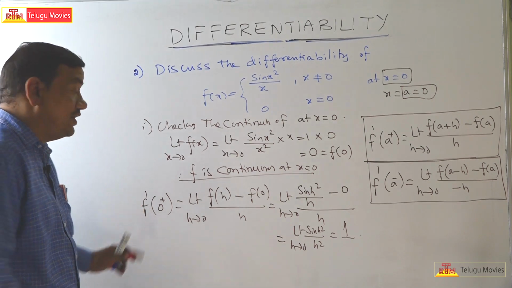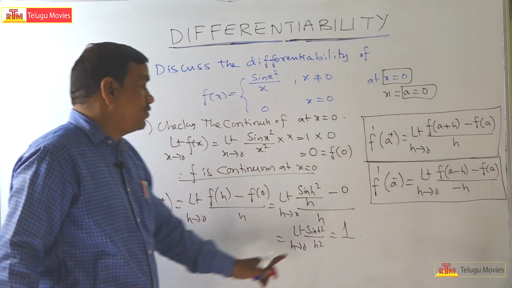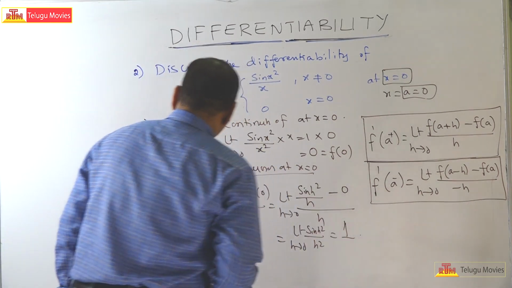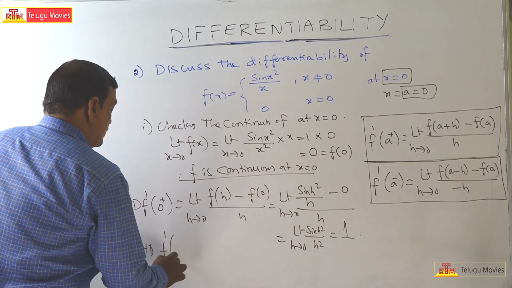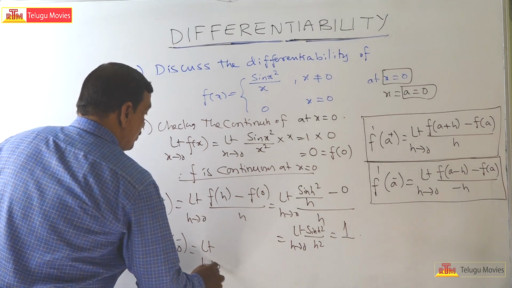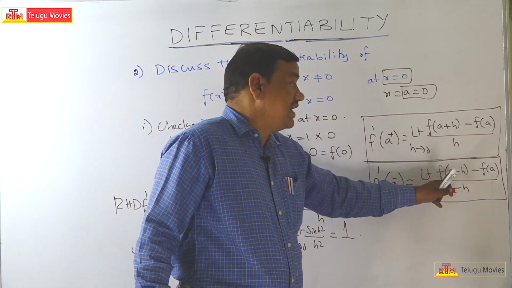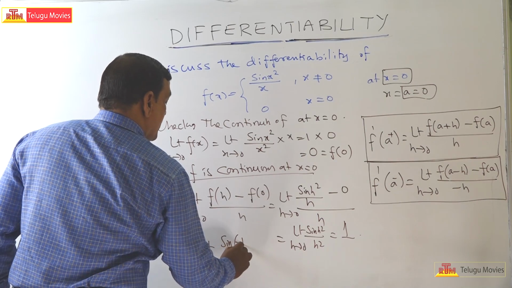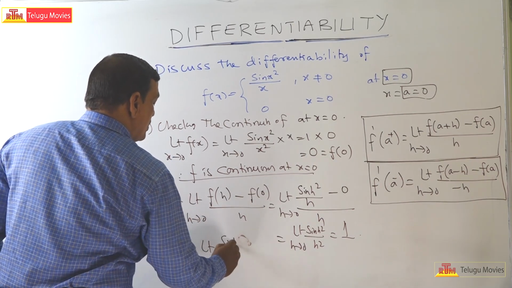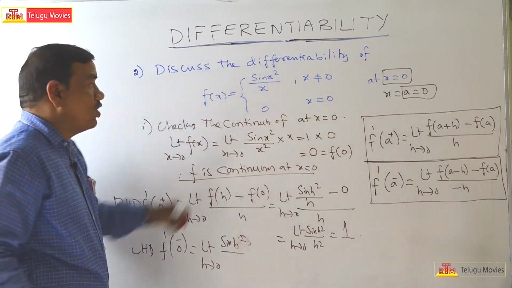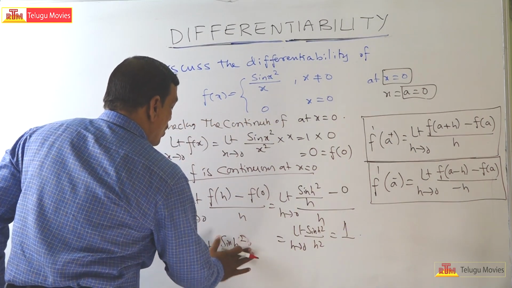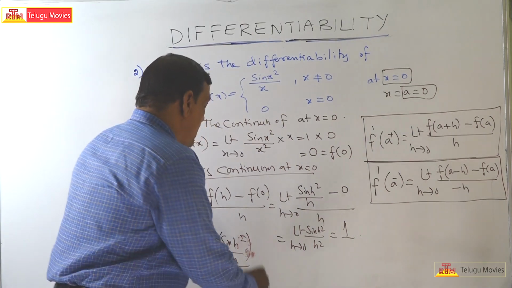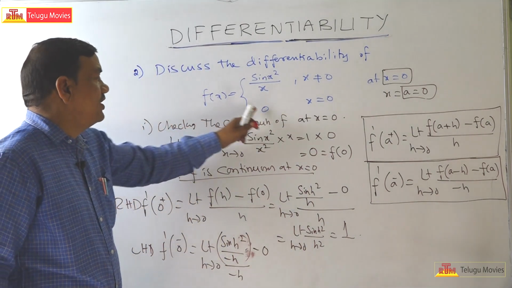Therefore, the right hand side derivative value is equal to 1. Let us check the left hand side derivative. That is f dash of 0 minus, limit h tends to 0, f of a minus h, a is 0, so f of minus h. F of minus h means sin of minus h whole square. Minus h whole square means h square only, divided by minus h, minus f of 0, and f of 0 is 0.